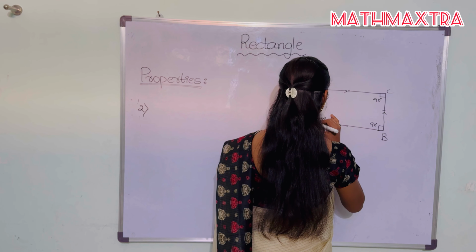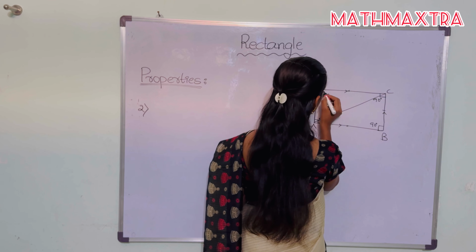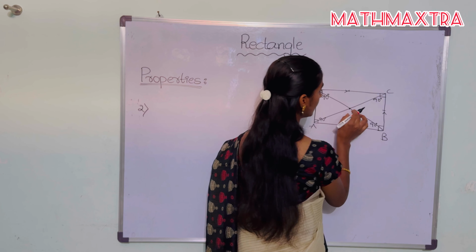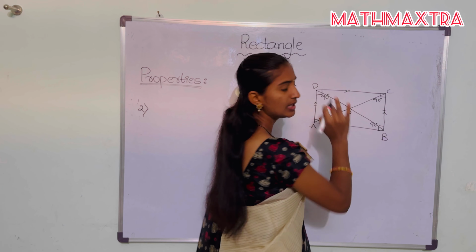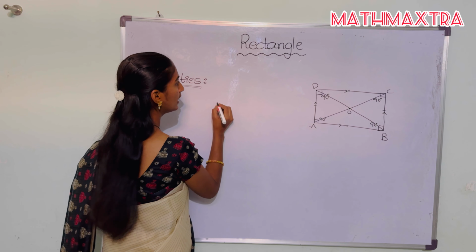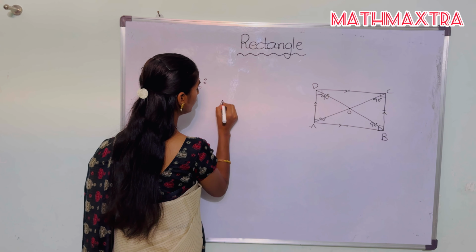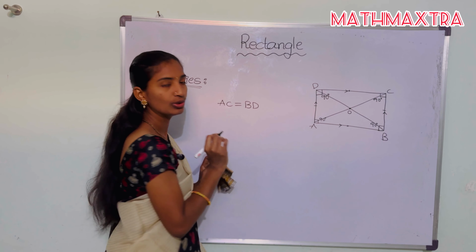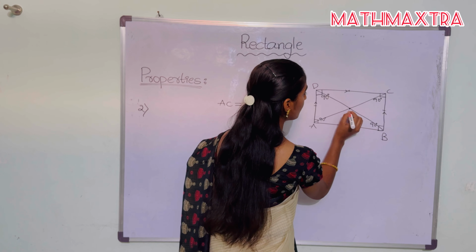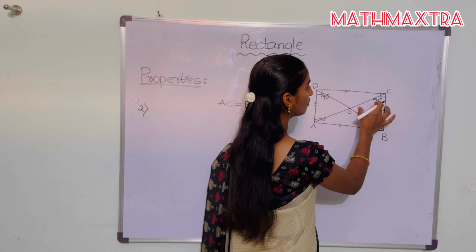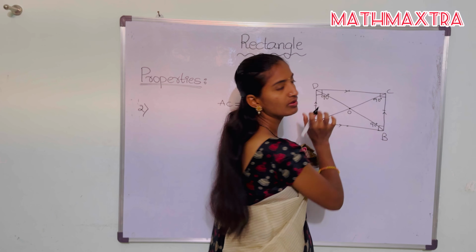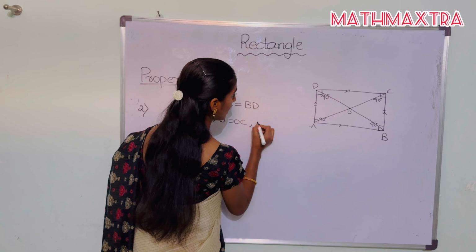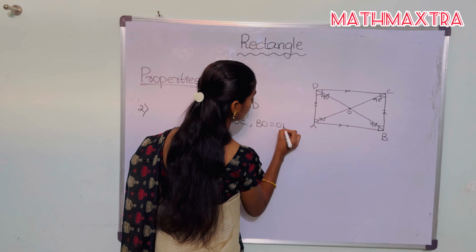See, if you draw the two diagonals in this rectangle, AC and BD, this is the bisection point of these two diagonals. Along with the bisection, we know that the diagonals are equal, which is AC equal to BD. So this is the bisection point, which means AO is equal to OC as well as BO is equal to OD. AO is equal to OC and BO is equal to OD.